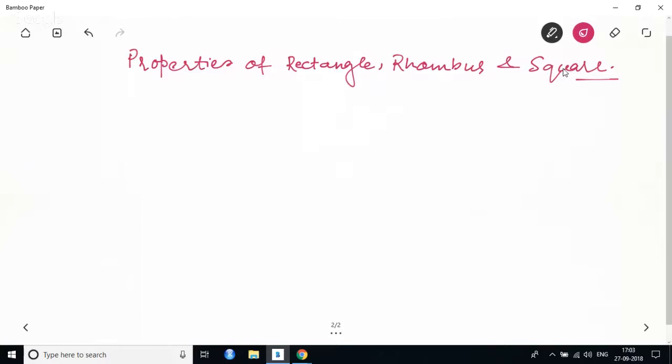Now let me move to rhombus. So in rhombus, opposite sides are parallel.